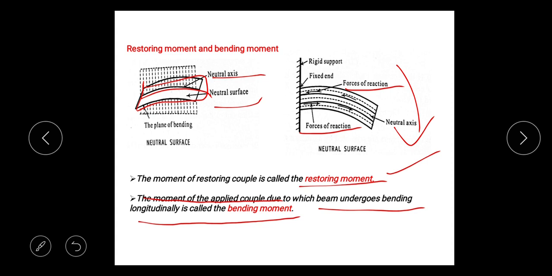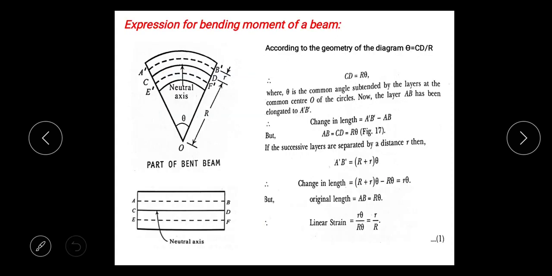So two types of moments you have to remember. One is restoring moment. Restoring moment is due to forces of reaction. Another one is bending moment. Bending moment is due to the applied couple. Now we'll derive an expression for the bending moment of a beam.